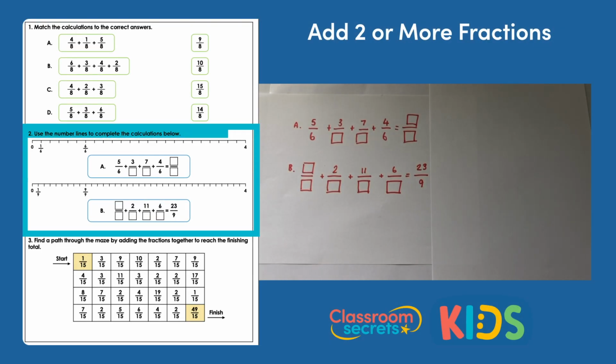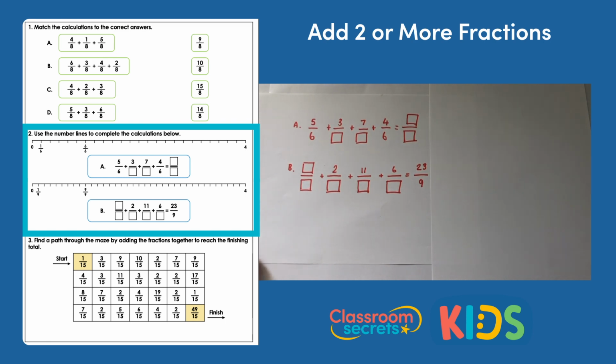Question 2. Use the number lines to complete the calculations below. We have calculation A and calculation B. We can start by filling in the information that we already know. So in these calculations, the denominators are going to be the same within the calculation.